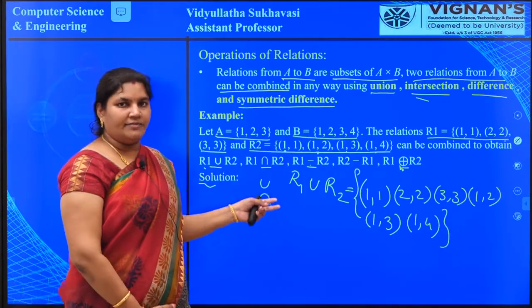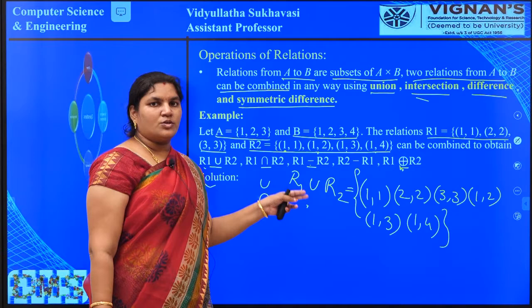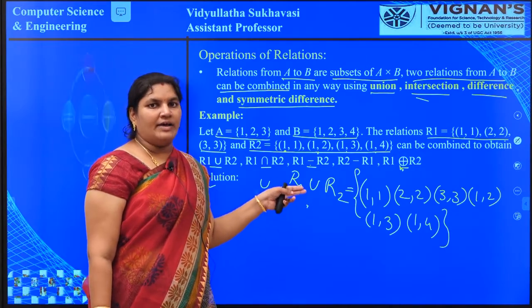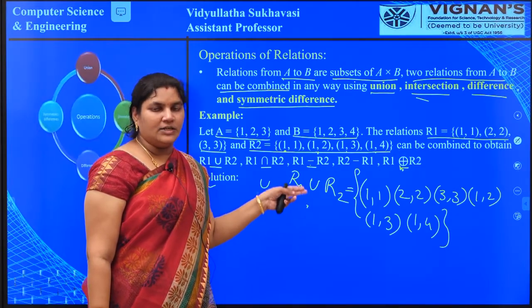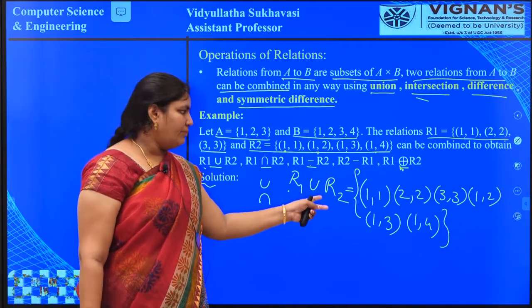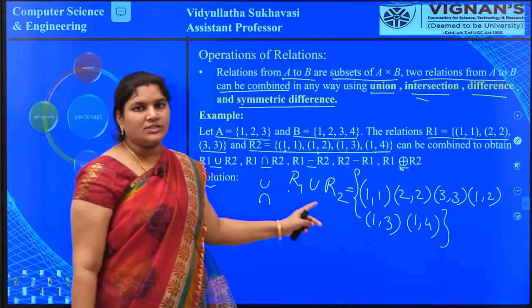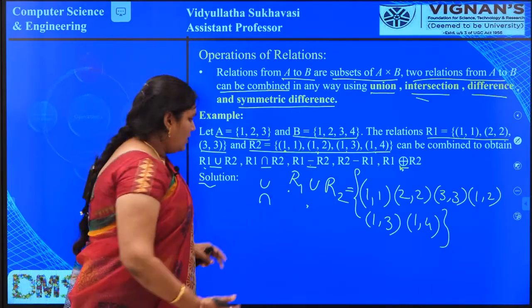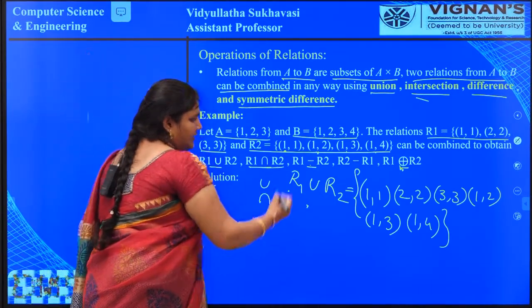So this is R1 union R2. So what have we done here? We have combined the ordered pairs which are present in R1 and then R2. We have combined all the ordered pairs. This is the union operation. Next one, R1 intersection R2.